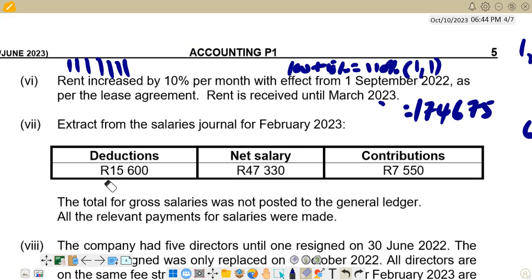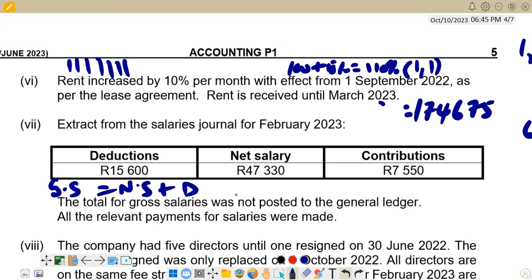Beneath that, we are given the total for gross salaries, which was not posted to the general ledger. All the relevant payments of salaries were made. So this was not posted, which means it's not there in the figure for salaries. So what are we supposed to do? Remember, the total figure that we put in salaries is the gross salary. And remember, the formula for gross salary is equal to net salary, and then we add deductions.